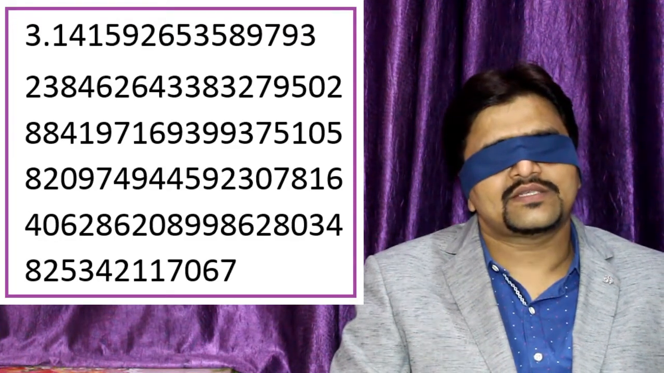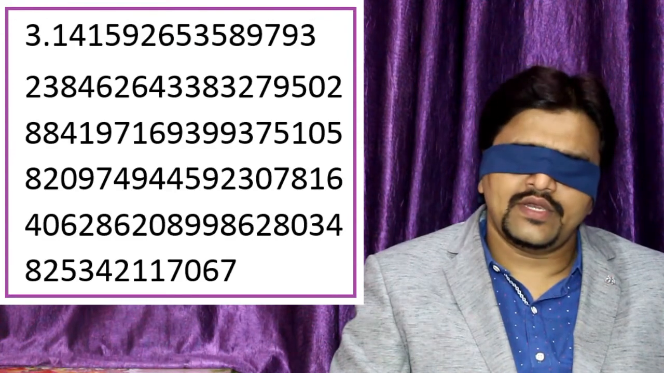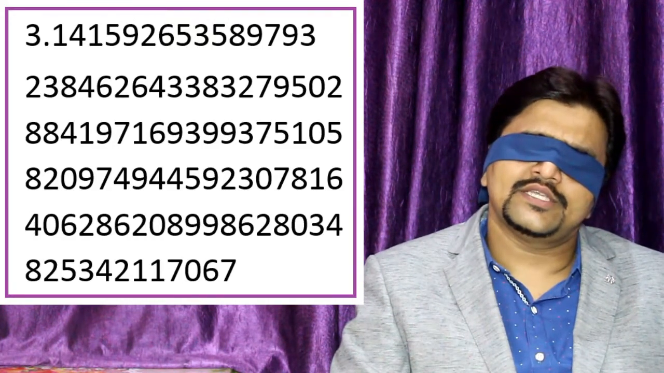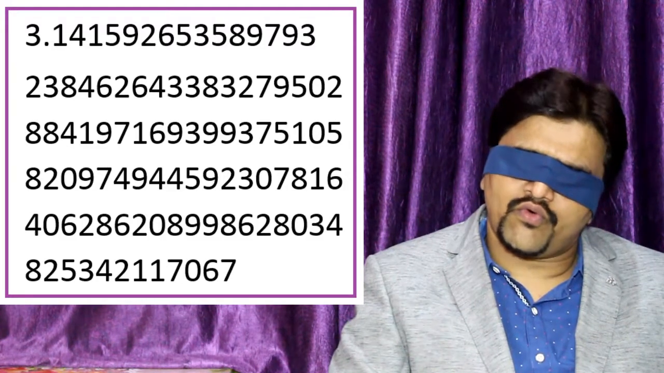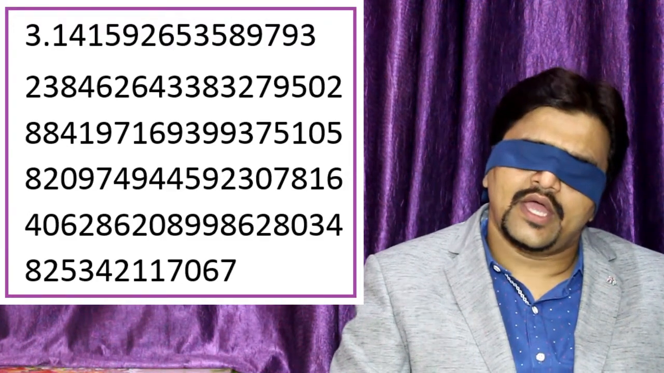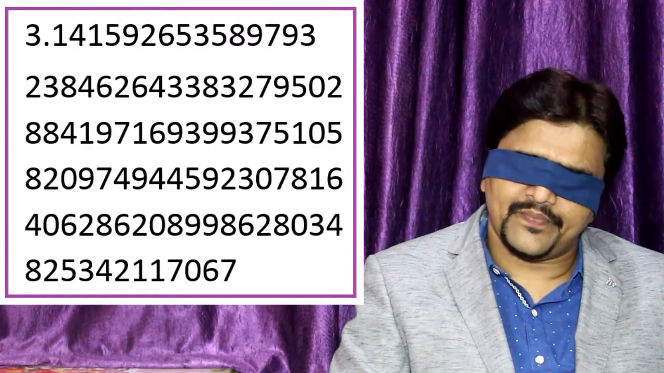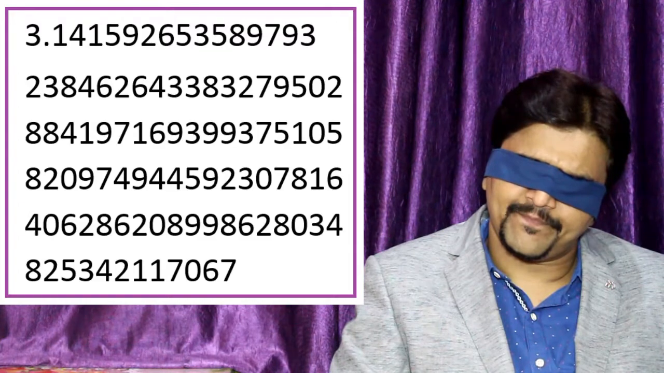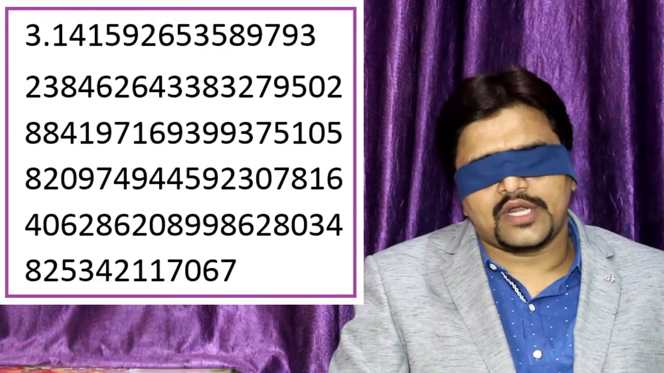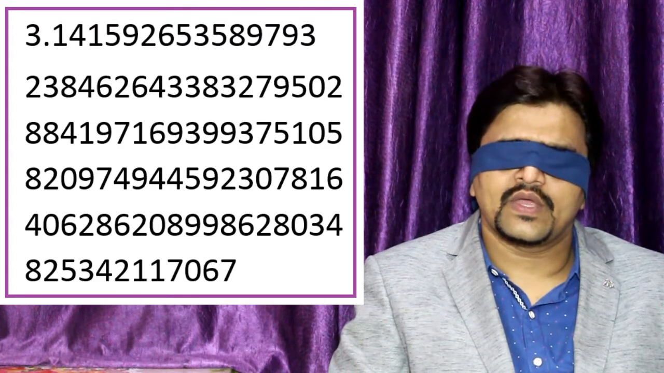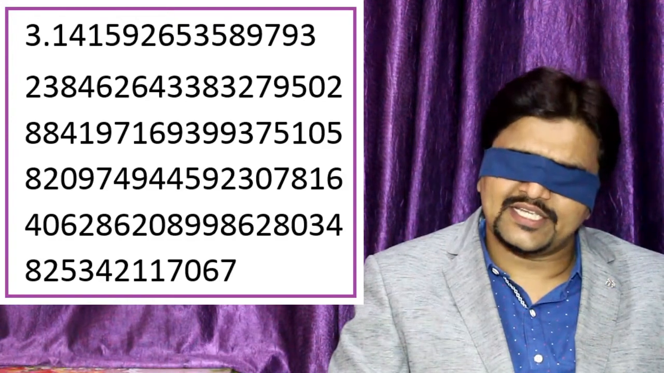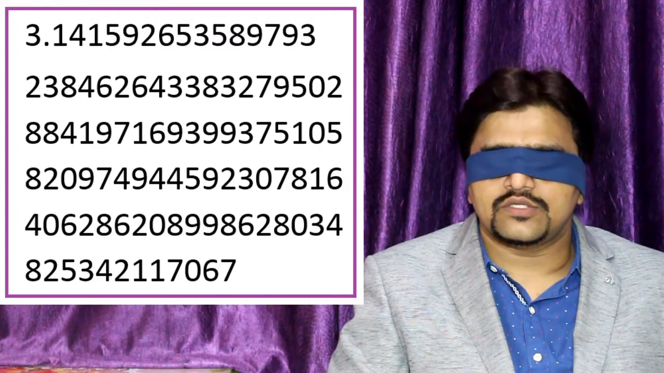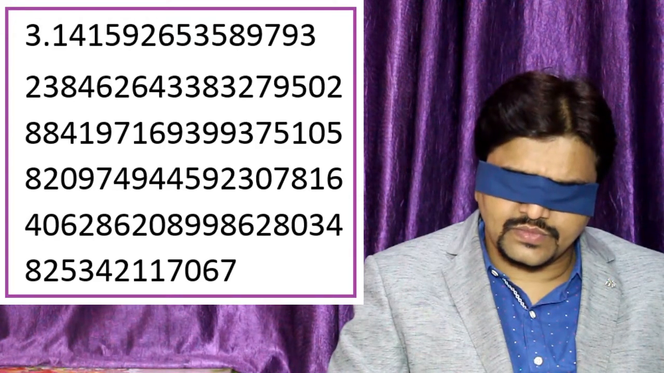The next number is 399. 375. And the next number is 105. Next number is 820. Next number is 974. Next number is 944. Next number is 592. And next number is 307.